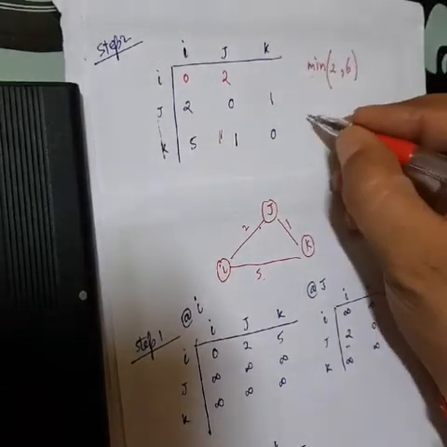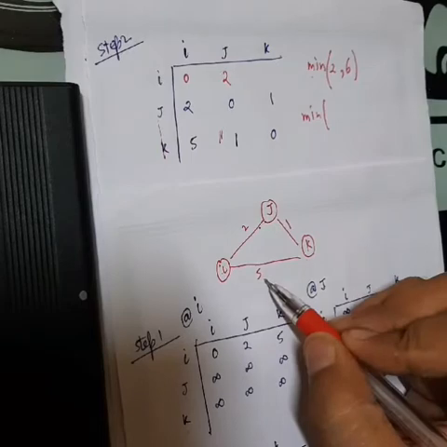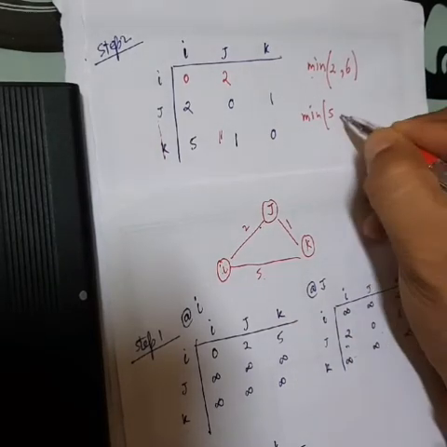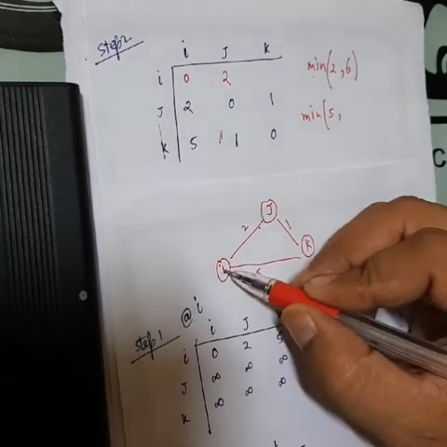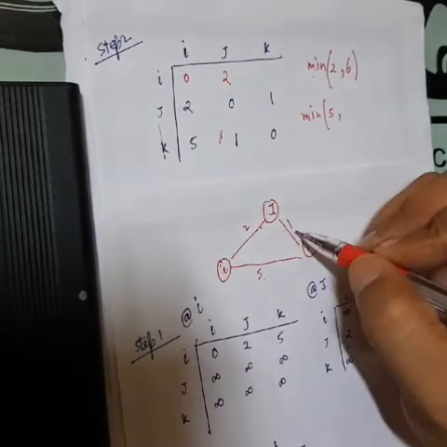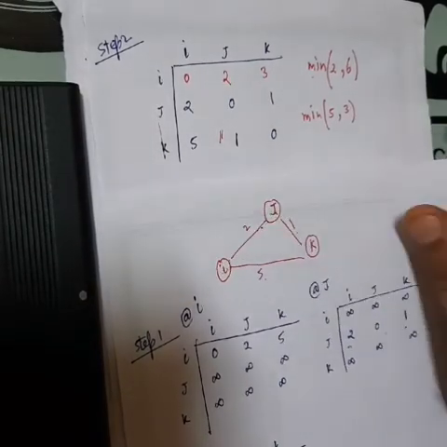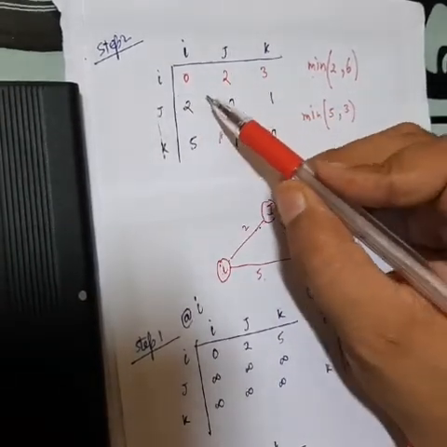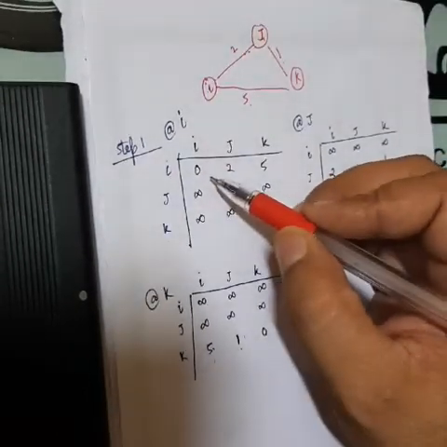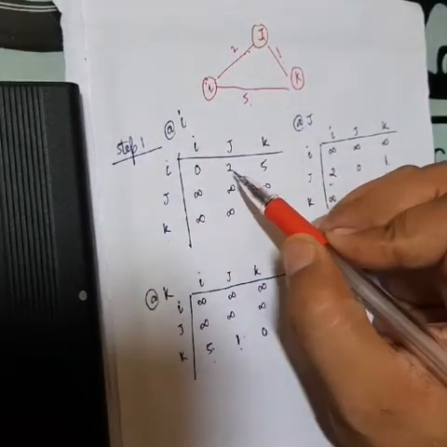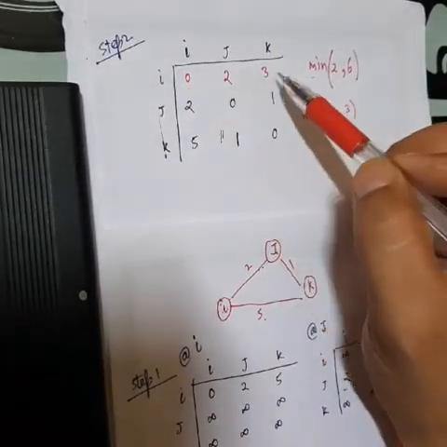Now for K, the minimum of: I to K direct cost value is 5, and with the help of intermediate nodes we calculate I to J, J to K, which is 2 plus 1 equals 3. So the minimum value is 3. So we see here I update its own values to 0, 2 and 3. Previously, the distance vector of I was 0, 2 and 5, but the current distance vector of I is 0, 2 and 3.